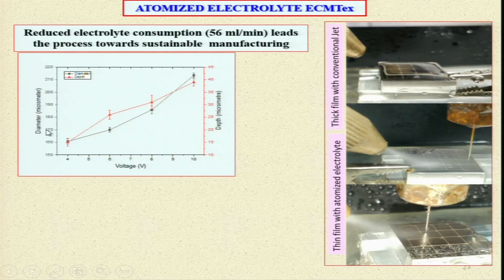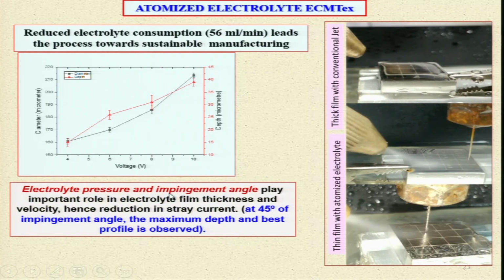You can see here diameter and voltage. You can see this is the depth. So, as the voltage is increasing, diameter is increasing. As the voltage is increasing, depth is also increasing. Because with higher voltage you are supplying higher energy, higher dissolution is taking place, faster dissolution is taking place. So, you get a deeper hole and larger hole with the increase of voltage, because higher voltage will give you higher current density, and higher current density means higher material removal rate.